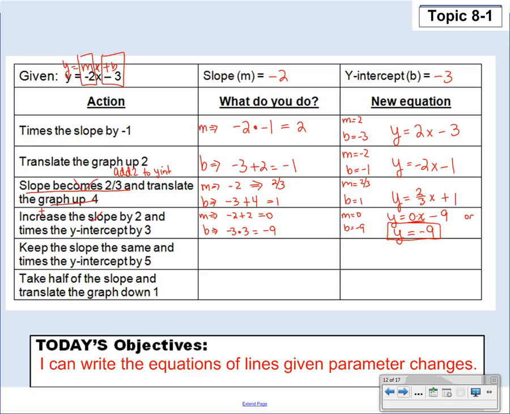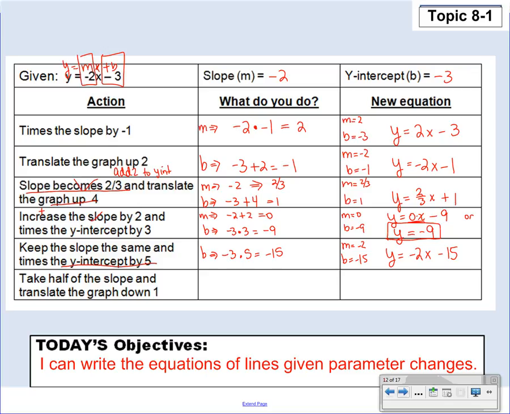You want to keep the slope the same and times the y-intercept by 5. So the slope stays the same. That means our slope is still a -2. The y-intercept, however, is times 5. So the y-intercept changes. It was originally -3. We're going to times it by 5. That gives us a -15. So our new y-intercept is a -15. And our new equation is y equals, the slope is still -2 times x and then minus 15.